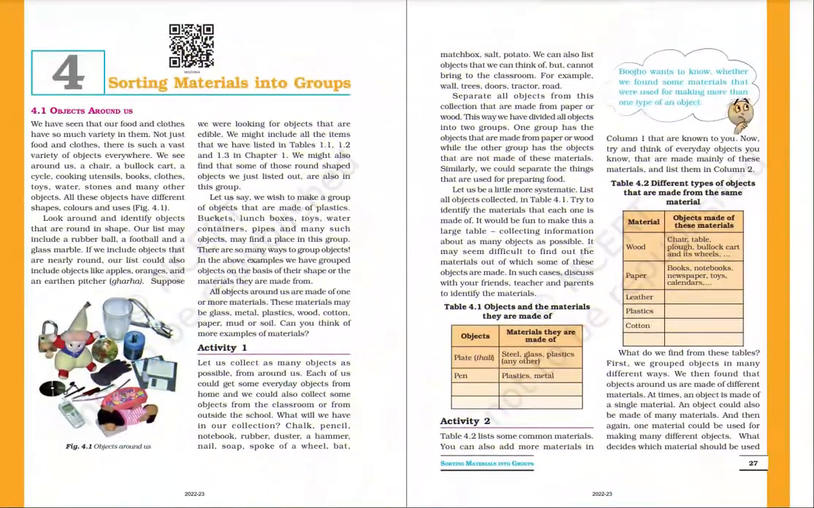Hello friends, now we are going to start my new video which is on chapter 4 of sorting materials into groups of class 6th. This chapter is basically a chapter of chemistry, and here we will see how we can classify objects into groups, like plastic, metals, non-metals, that stuff. You will learn much further about this in other classes, like in 7th and 8th. There is a lot about this, and it's an interesting topic too.